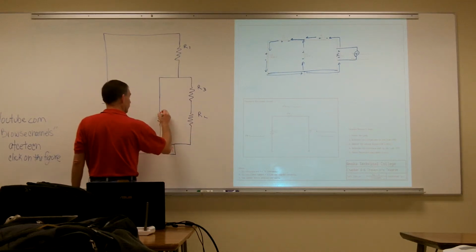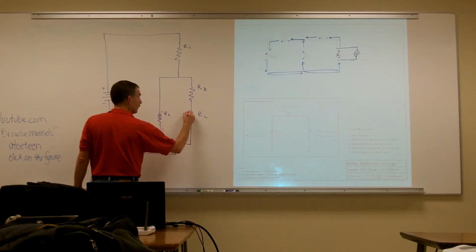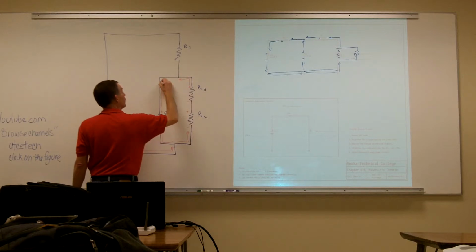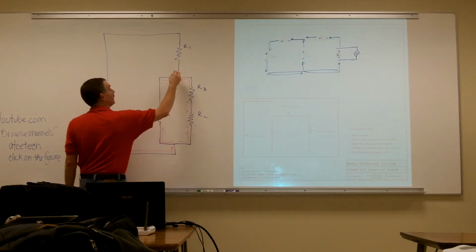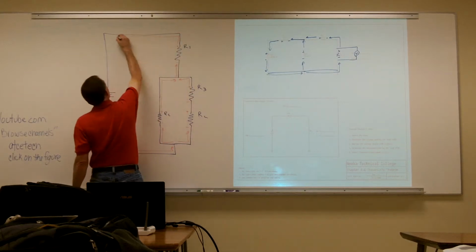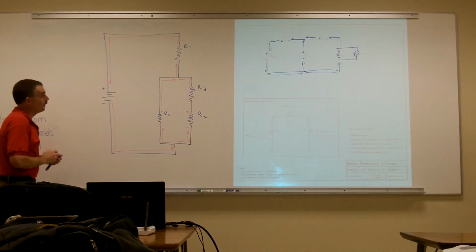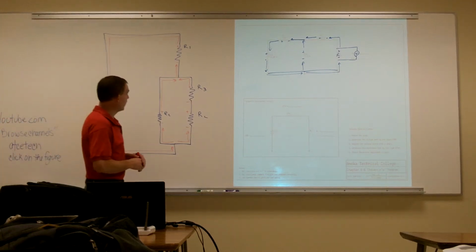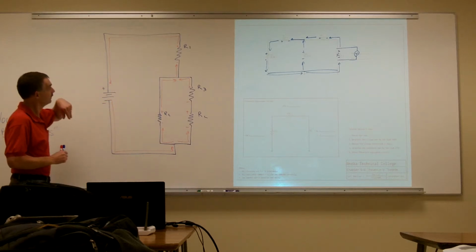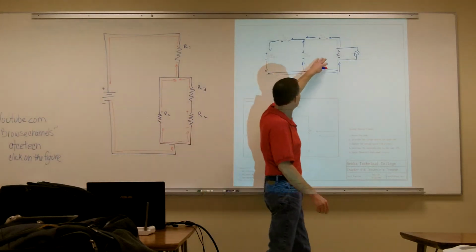Some of my current is going to go through R2. Some of my current is going to go through my load and through R3. And then those two currents are going to split, and then they're going to go up and back into my source. All right, so right now you can see that we have what type of circuit do we have? A series parallel circuit.